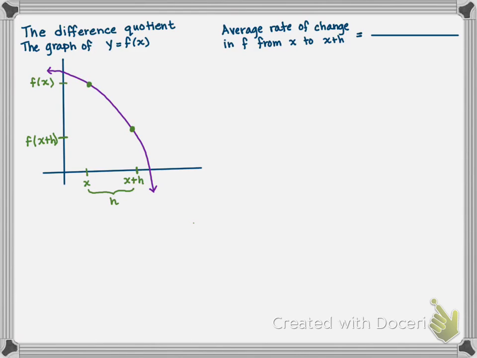So we have 2 points here. The leftmost point has an x value of x and a y value of f of x. And the rightmost point has an x value of x plus h and a y value of f of x plus h. So we're finding the difference in the y values divided by the difference in the x values, which we've called average rate of change. We also have noticed that that's just the slope.